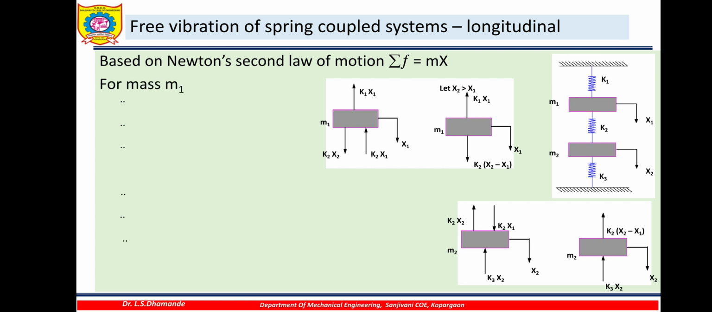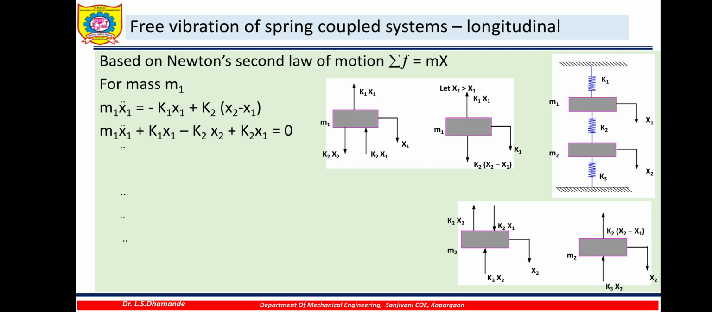So here for mass M1, M1 into X1 double dot is the inertia force. Since X1 is in the downward direction, the inertia force is upward, so M1 into X1 double dot will be equal to minus K1 X1, which is upward here, and plus K2 into (X2 minus X1), which is downward. So I can write this inertia force M1 X1 double dot as equal to the sum of these two forces.